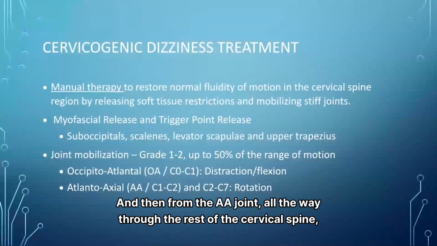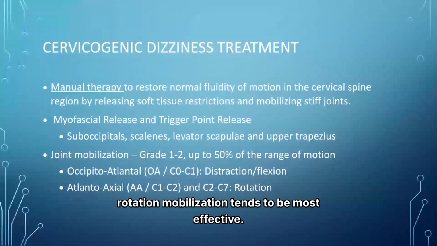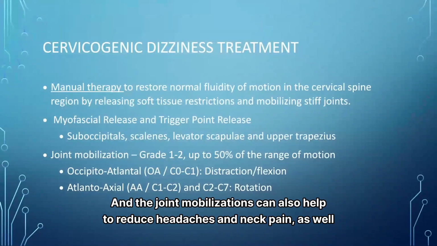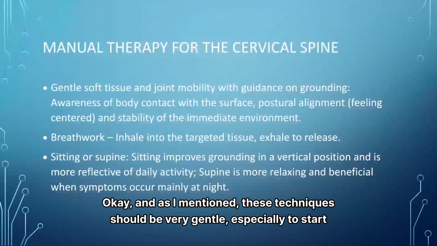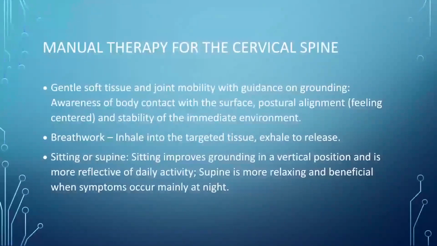And then from the AA joint all the way through the rest of the cervical spine, rotation mobilization tends to be most effective. And the joint mobilizations can also help to reduce headaches and neck pain, as well as restoring normal fluid range of motion in the joints. Okay, and as I mentioned, these techniques should be very gentle, especially to start with.